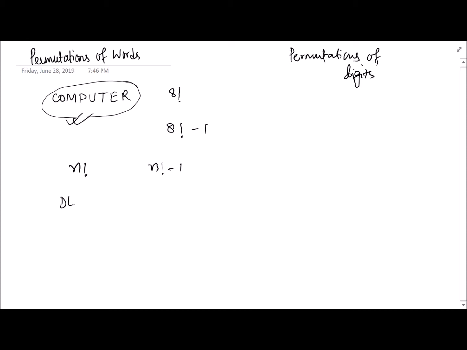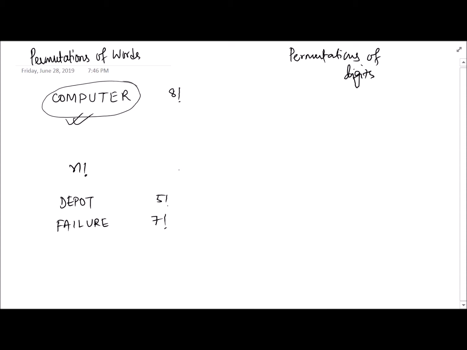So what about depot? It is a 5 letter word, so 5 factorial. And failure, 7 letter word, so 7 factorial. We will talk about rearrangements only when it is mentioned, otherwise not.